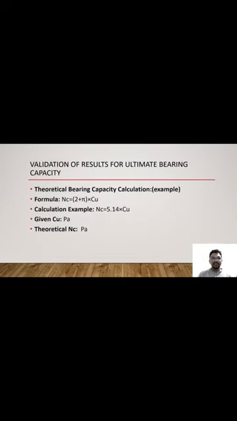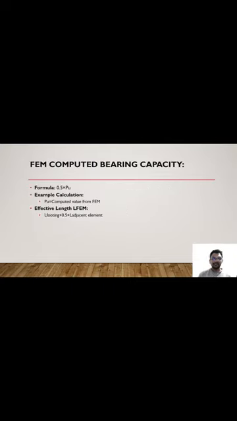For the validation of results for ultimate bearing capacity, we have a theoretical bearing capacity calculation example where the formula is Nc equal to 2 plus pi, times Cu, and Nc is equal to 5.14 into Cu, where Cu and Nc will be in pascals. And for the FEM bearing capacity, we have 0.5 into Pu, where Pu is the computed value from FEM, and where the effective length L_FEM will be the length of the footing plus 0.5 into the length of the adjacent element.